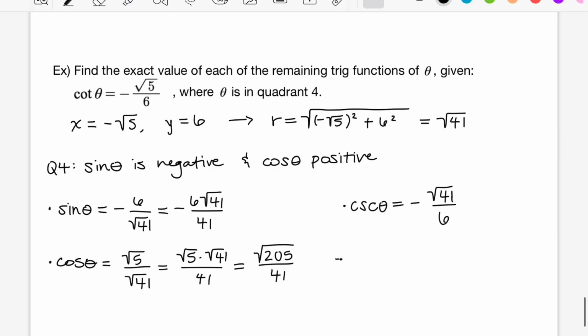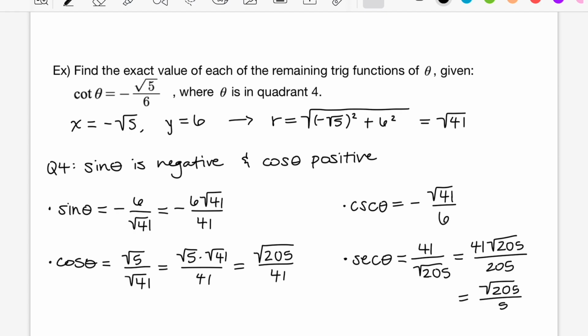This tells us then, since secant is going to be the reciprocal of that guy, this will be 41 over the square root of 205. And then rationalizing this guy, we'll get this here. And then we can do one more step to simplify. We divide the top and bottom by 41 here. We'll get the square root of 205 divided by 5 as our final answer.